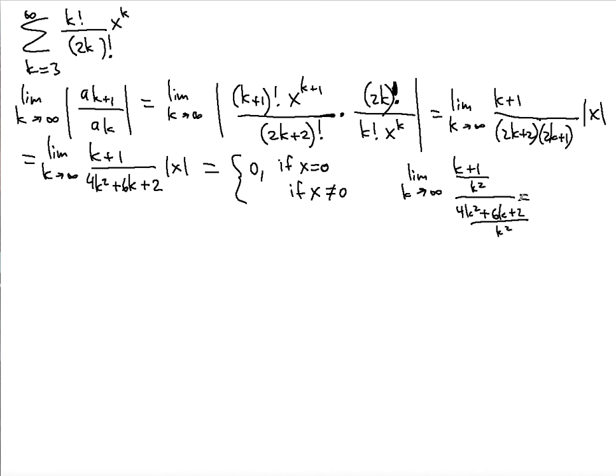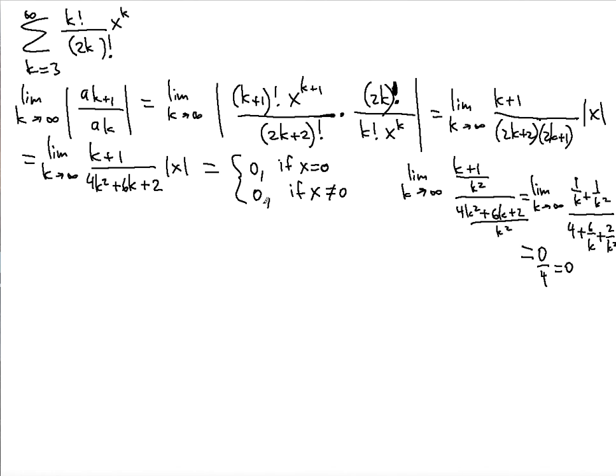So what do we get? We get the limit as k approaches infinity of k over k squared. So that's 1 over k plus 1 over k squared, over 4 plus 6 over k plus 2 over k squared. So what's going to happen? If you insert infinity in there, you will have 0 in the numerator, and 4 in the denominator, because the rest is 0. So 0 divided by 4 is 0.